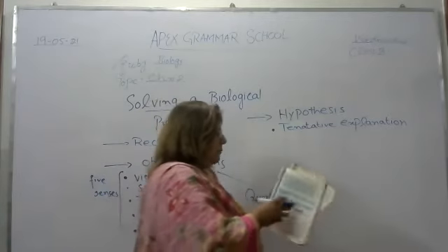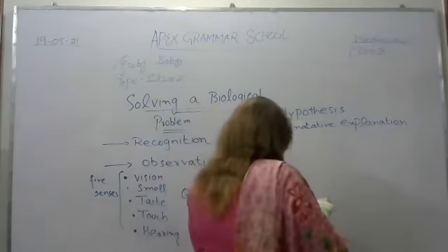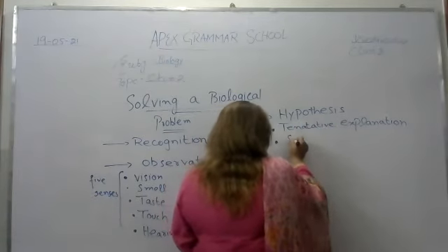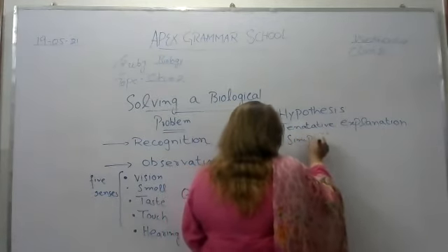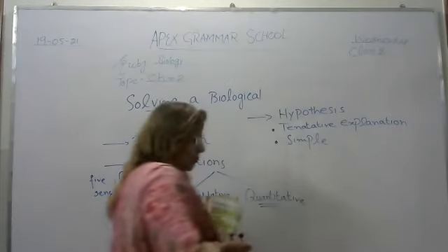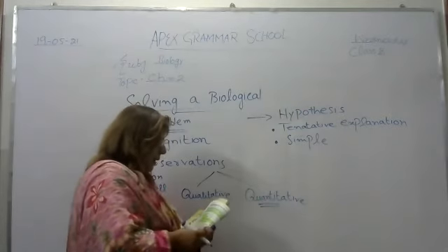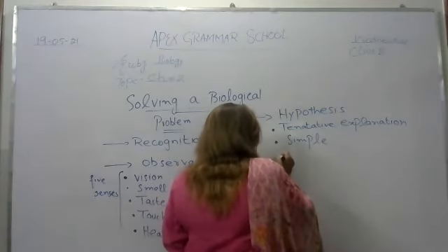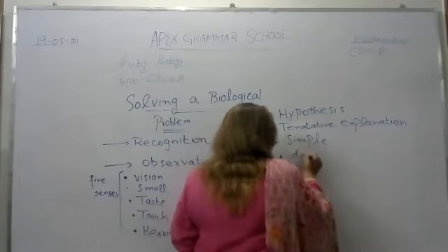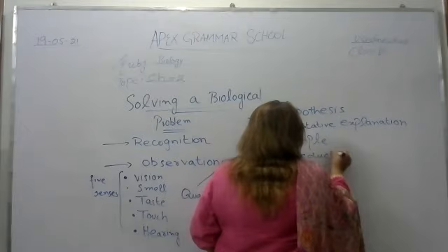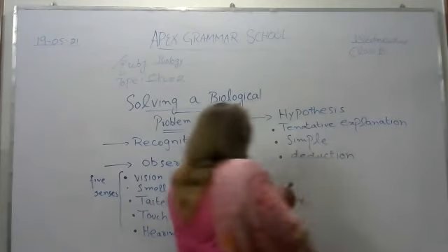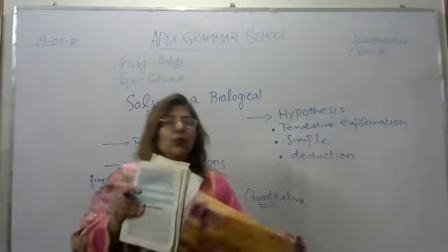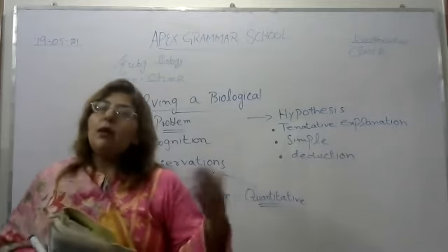Okay. The second important characteristic is that a hypothesis should be simple. What is that? Hypothesis should be simple. It should be in simple language. And the third important characteristic of hypothesis is deduction. This word is new for you, deduction. What is deduction? Deduction is that you can guess other things from one thing.